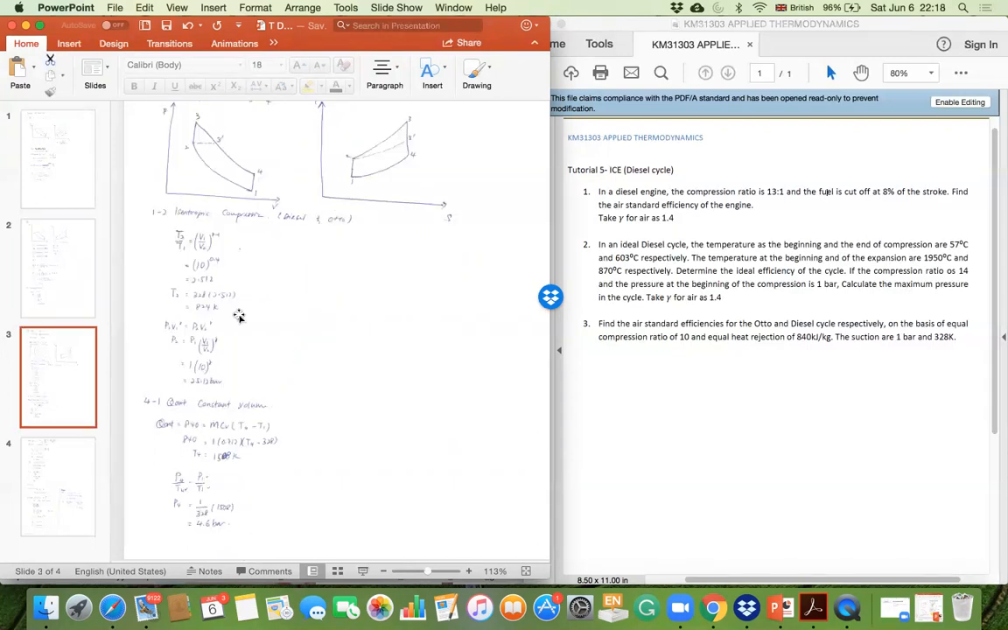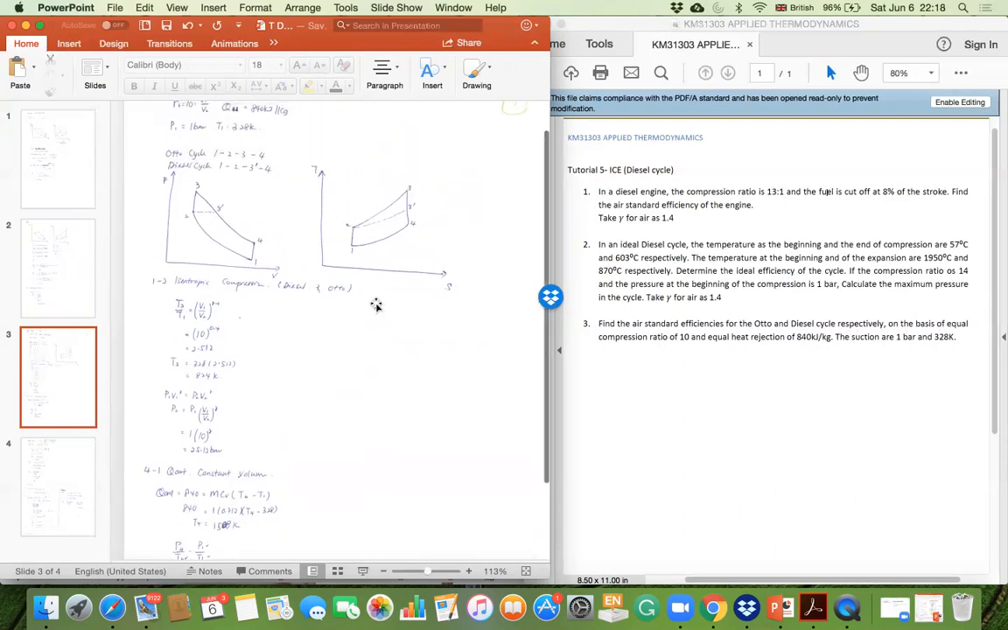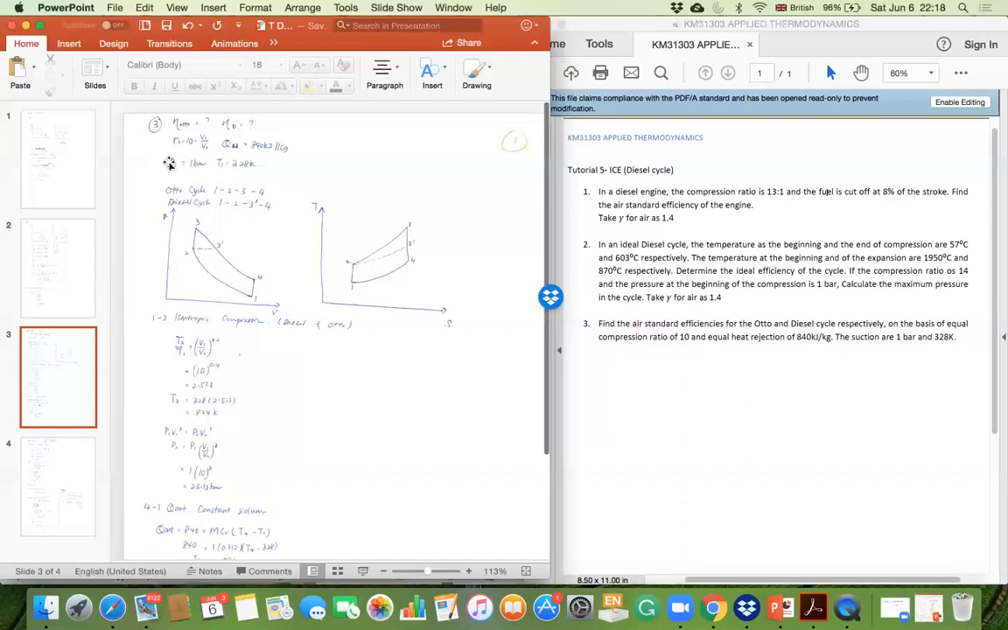Okay, question number 3 is a bit tricky. Find the air standard efficiency for the Otto and diesel cycles respectively, on the basis of equal compression ratio 10 and equal heat rejection of 840 kilojoule per kg. Suction is 1 bar and 328. So we extract the information first. We need to find the efficiency of Otto and the efficiency of diesel.